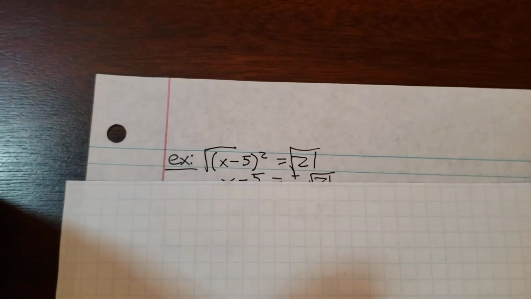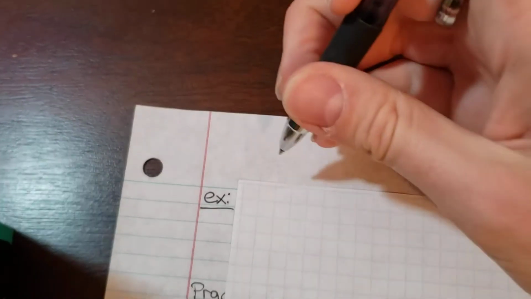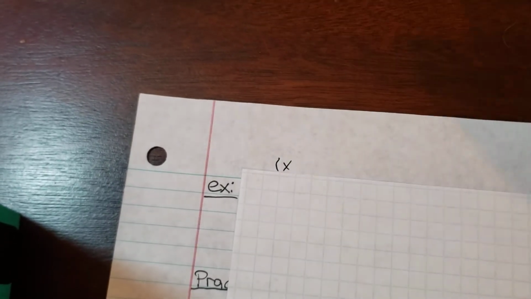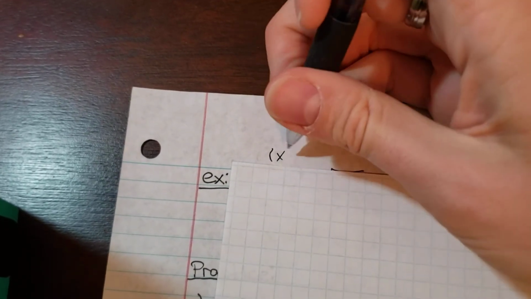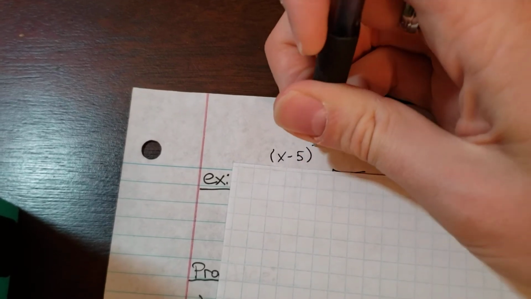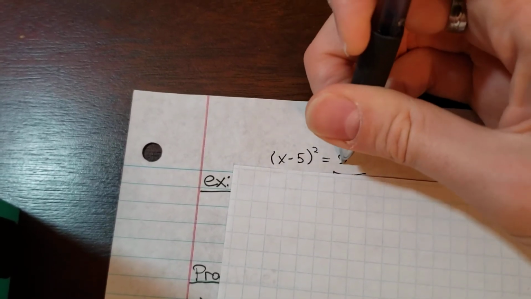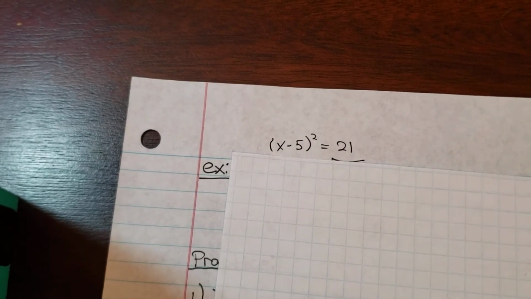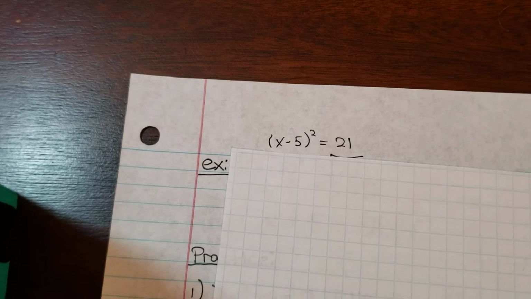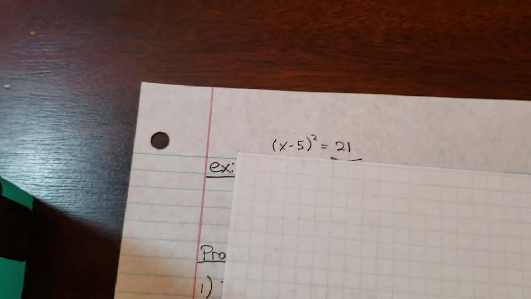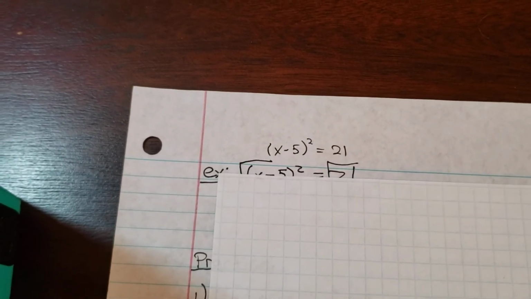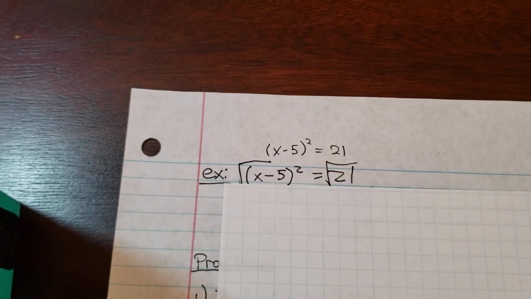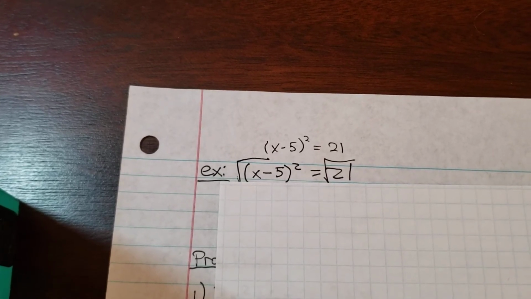This example is starting at x minus 5 squared equals 21. How are we going to get rid of that square? Well, we're going to take the square root. What we do to one side of the equation, we have to do to the other. Very good. So we're doing that.